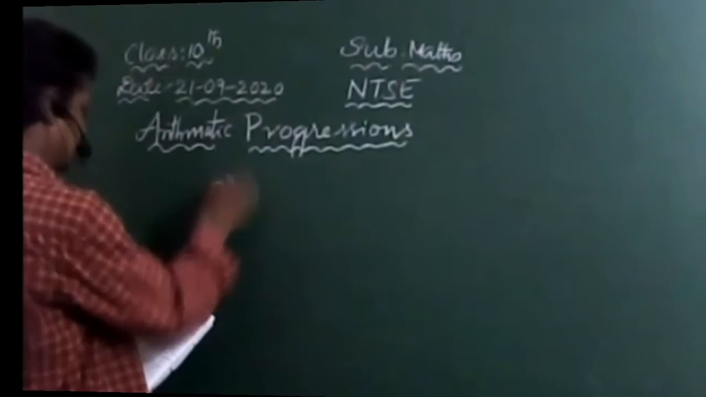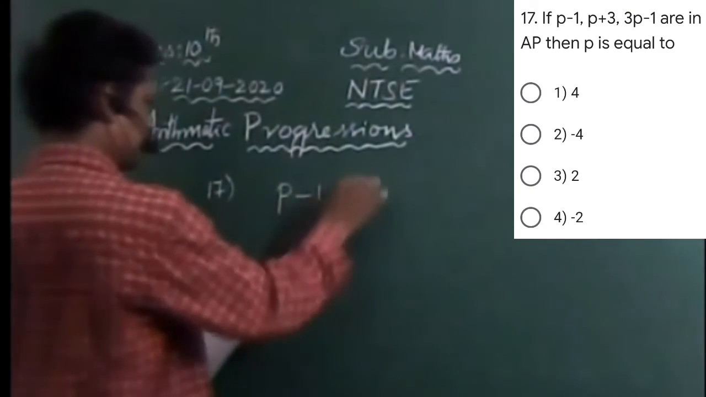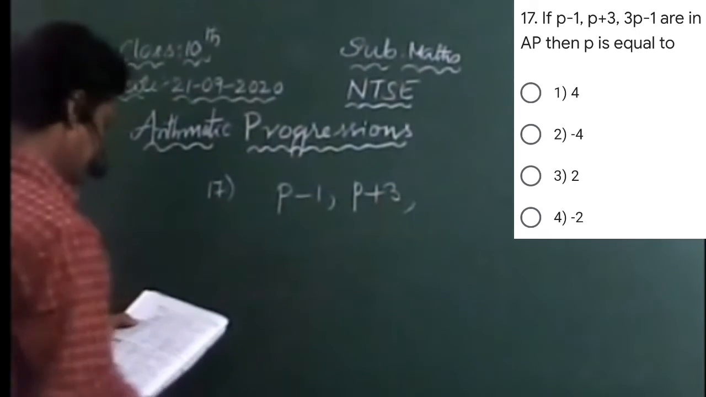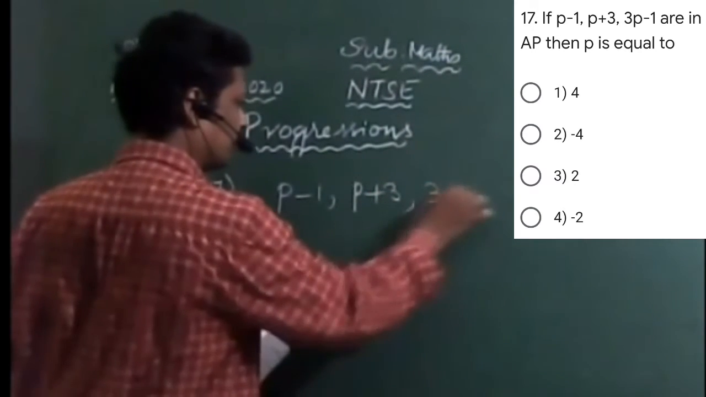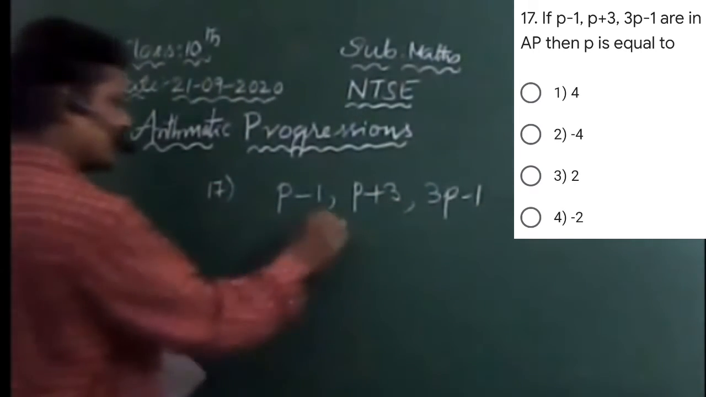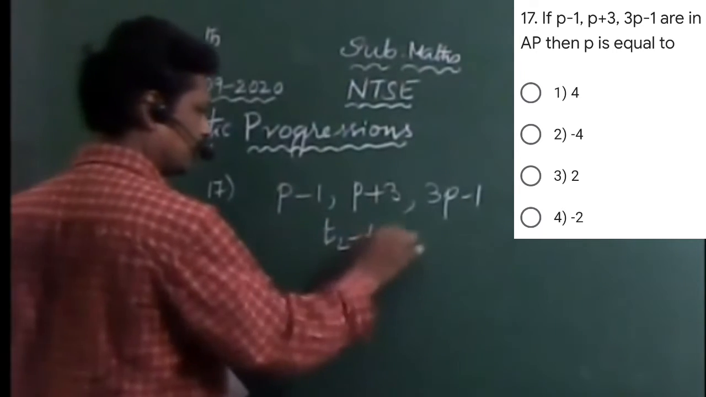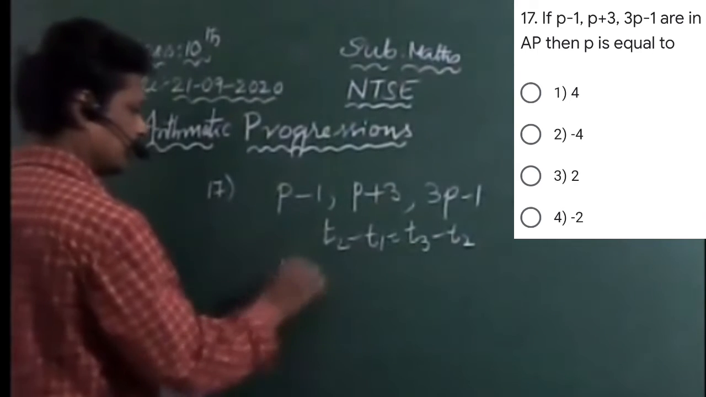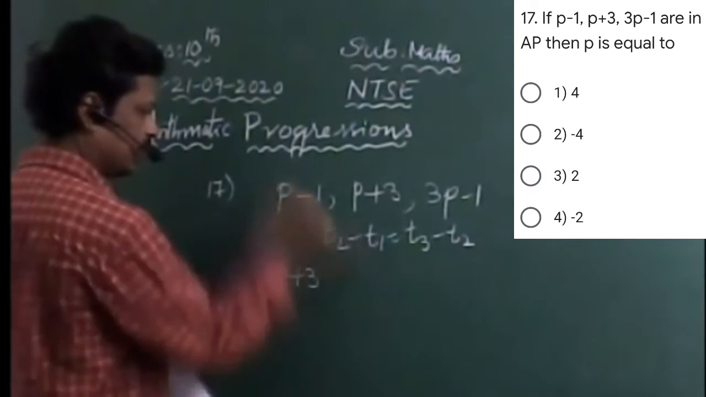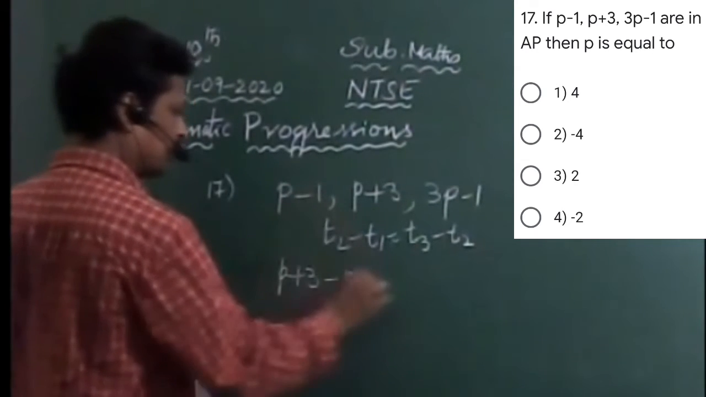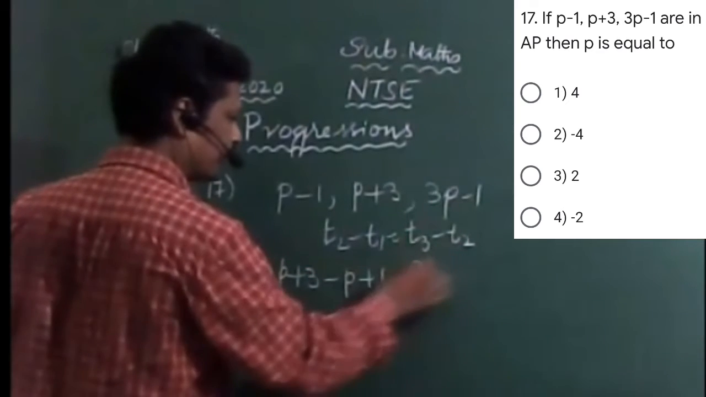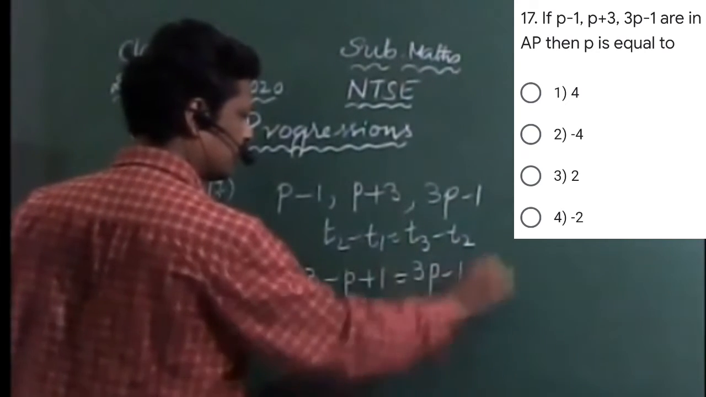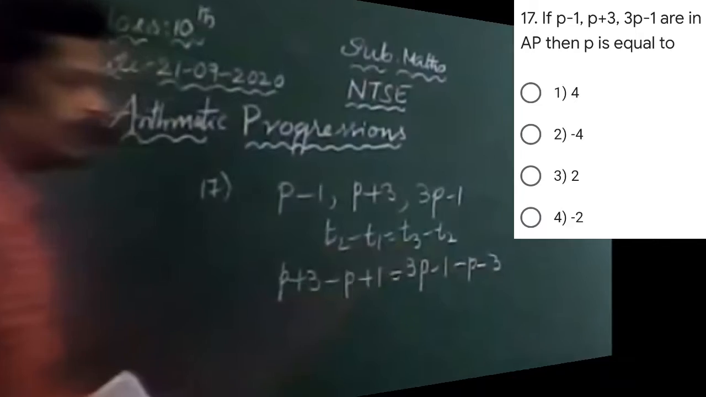It's the same model. p minus 1, p plus 3, 3p minus 1 are in AP. Again the same: T2 minus T1 equals T3 minus T2. Substitute the values. p plus 3 minus (p minus 1), be careful with the signs, equals T3, 3p minus 1 minus (p plus 3). Again transpose, you will get the value.